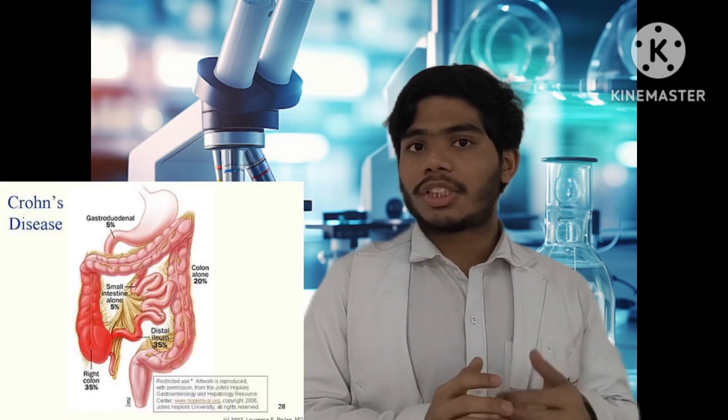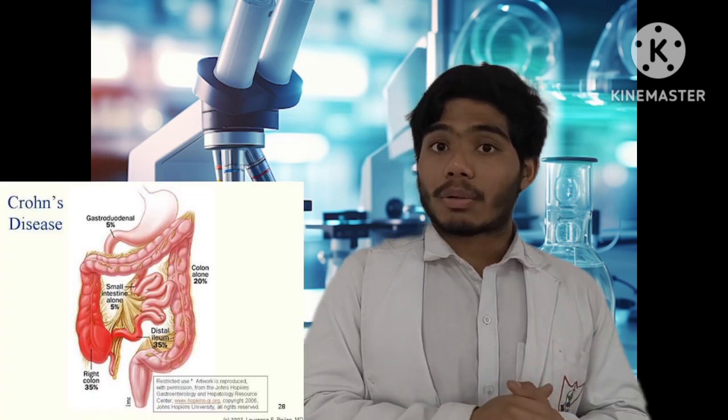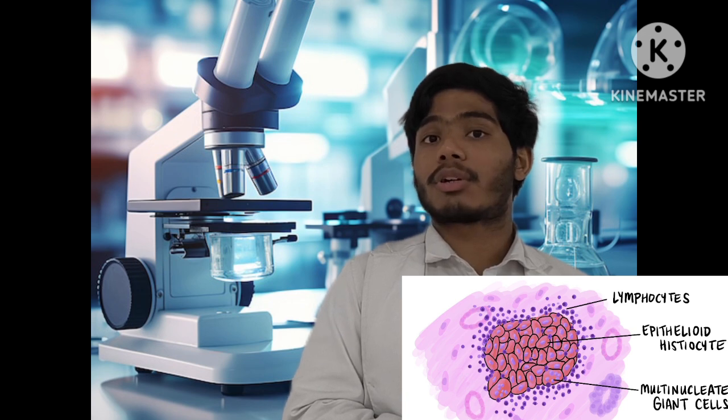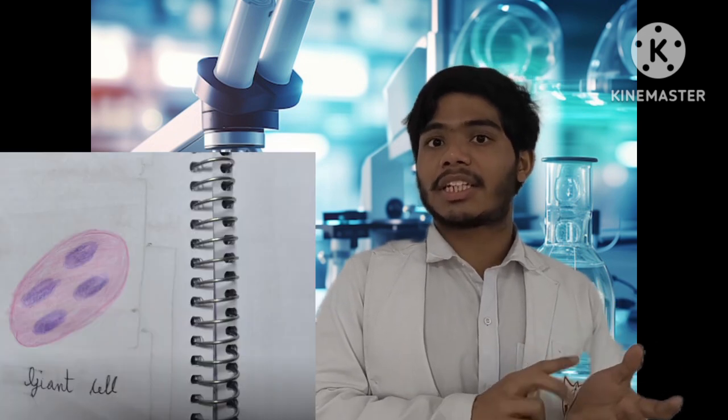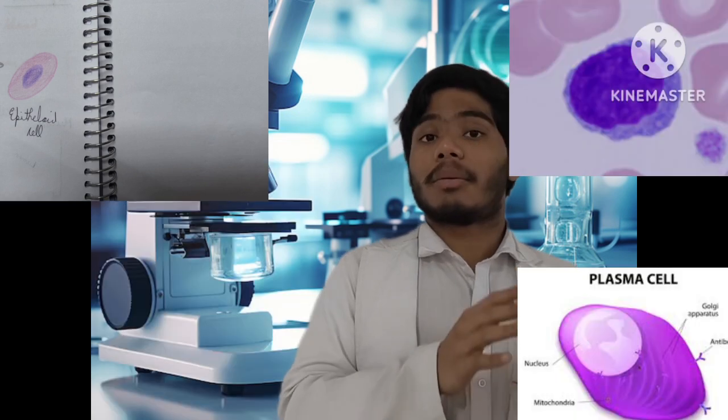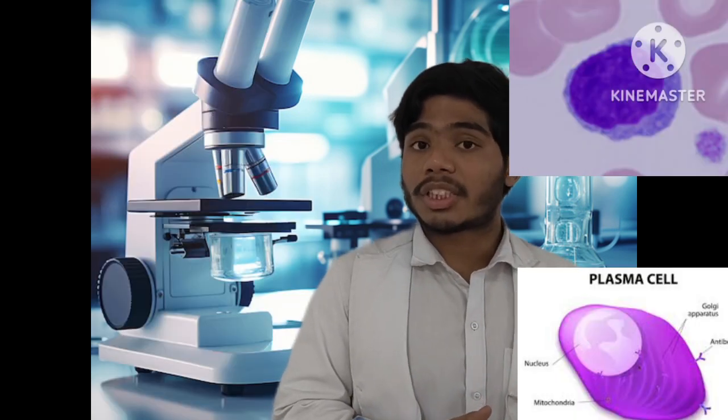In Crohn's disease, you noticed the non-caseating granuloma, and we also discussed the components of the non-caseating granuloma: giant cells, epithelioid cells, lymphocytes and plasma cells. But now I want to discuss how these giant cells and epithelioid cells are formed.